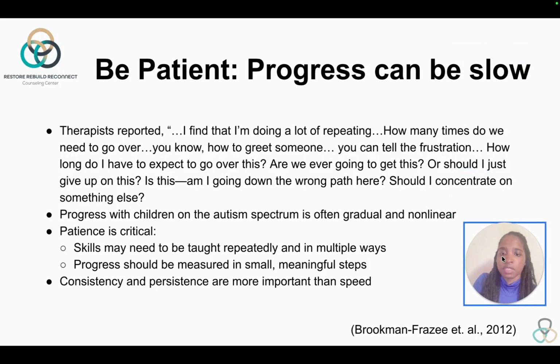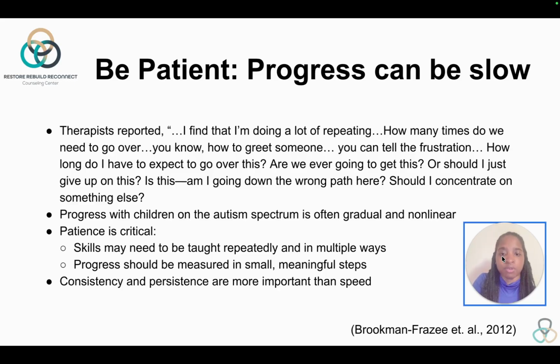So, another consideration is for counselors to be mindful that it is important to be patient, because the process can be slow. There's a study that I linked, the researchers are down at the bottom. They found that counselors reported being frustrated with repeating themselves a lot and not really feeling like they're getting anywhere. And this is definitely a very valid concern. It can feel very frustrating, feeling like you're not making any progress.